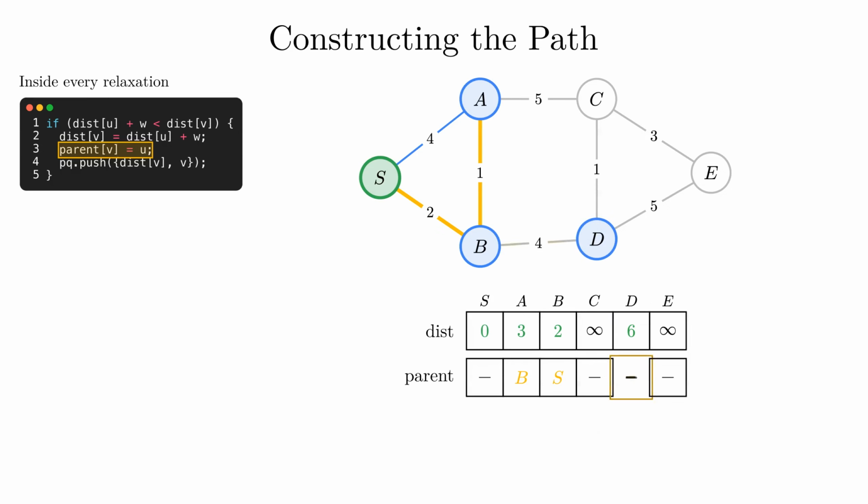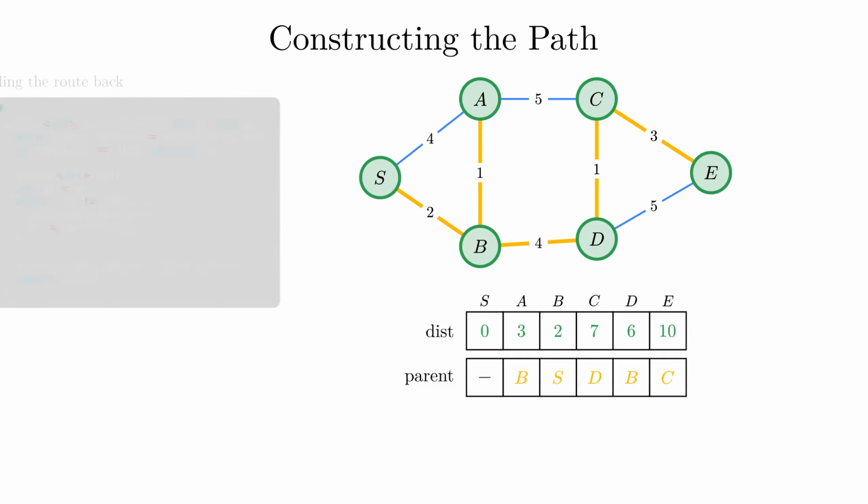B also reaches D at 6, and A reaches C at 8. Then D finds a cheaper way into C. 6 plus 1 is 7, so C's parent flips from A to D. D reaches E at 11, and then C improves it to 10, so E's parent flips from D to C. Every node is finalized, and the amber edges are exactly what the parent array describes. A tree, rooted at S, holding one best route into every node.